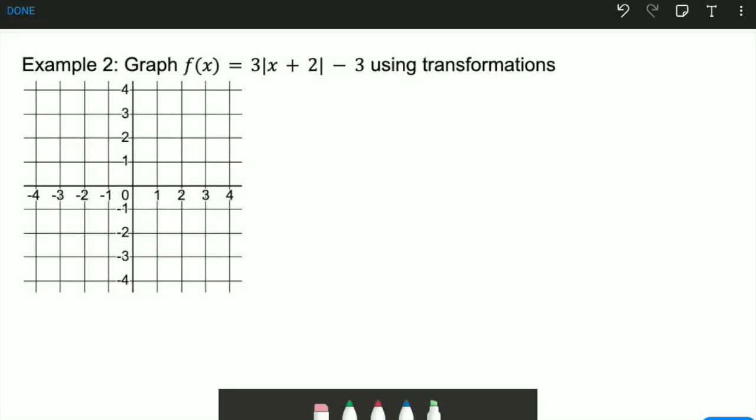In this example, we're going to graph f of x equal to 3 times the absolute value of x plus 2, and on the outside, we have minus 3. So using our transformation rule, inside x opposite, we're going to be doing x minus 2. And outside y same. Two things on the outside. We're going to do y times 3 and minus 3.